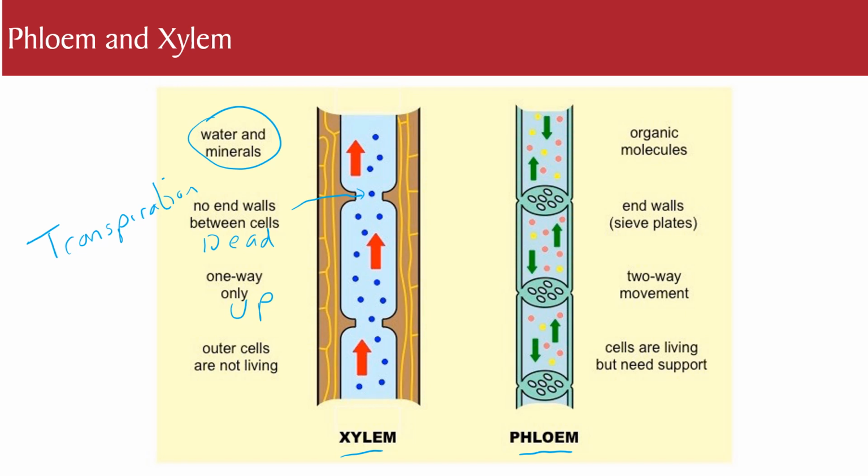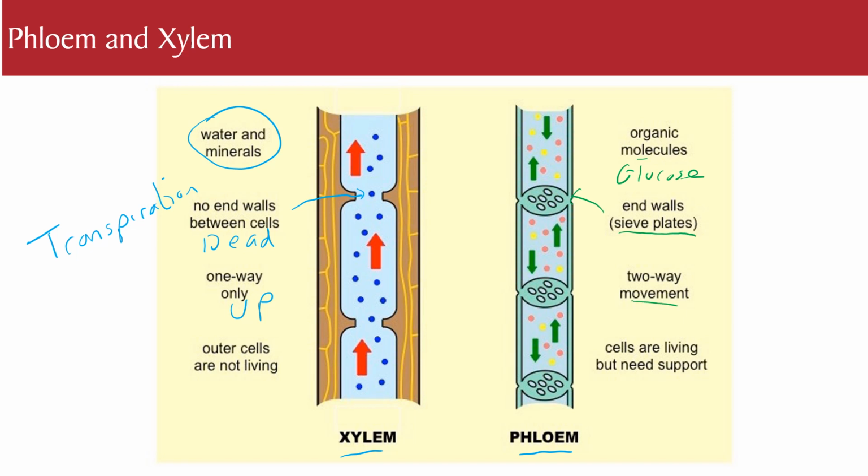The other one is phloem, which is a little bit more complicated. What it'll do, it'll transport organic molecules, often glucose, made in photosynthesis. At the end of each cell, it has things called sieve plates, or they can be called end walls. And what they are is they are the part that actually decides where things go. There's two-way movement, so it can go up and down.